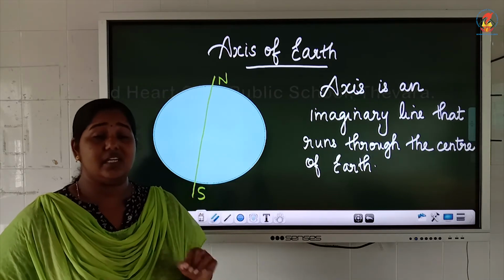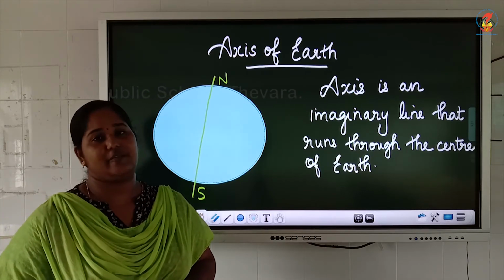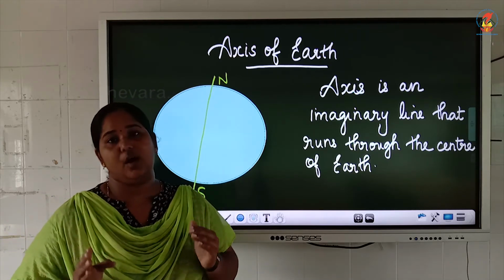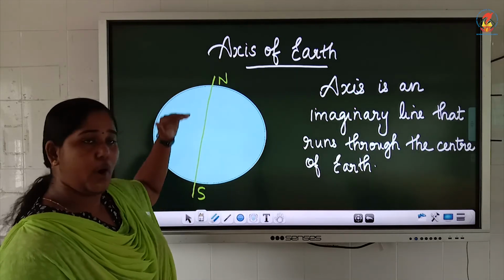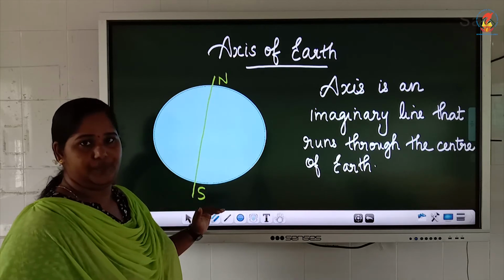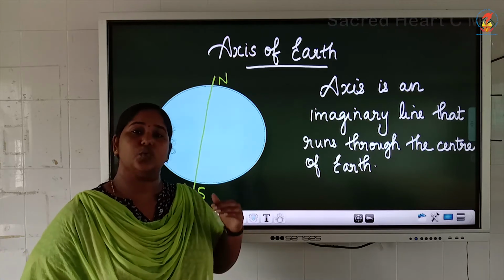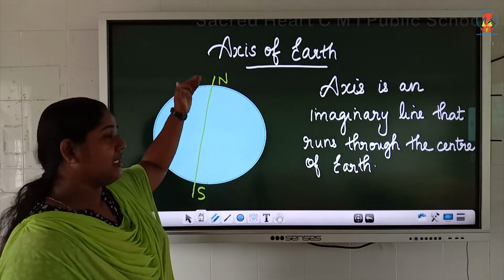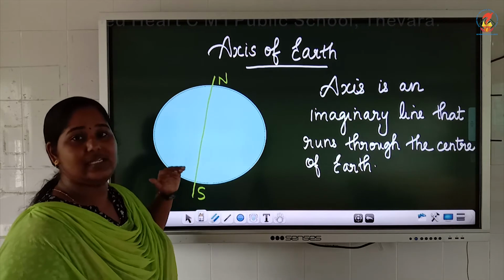Axis is just an imaginary line. Nobody has put a line or drawn a line through the center of Earth. It is just an imaginary line that passes through the center of Earth and it cuts Earth at 2 points, 2 ends. That is called the North Pole and the South Pole. Once again, axis is an imaginary line that passes through the center of the Earth. It is a little bit tilted. The axis cuts Earth in 2 points, 2 ends. That is called North Pole and South Pole.